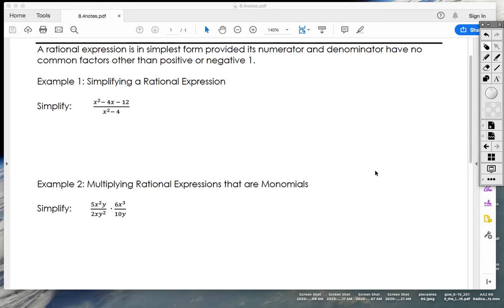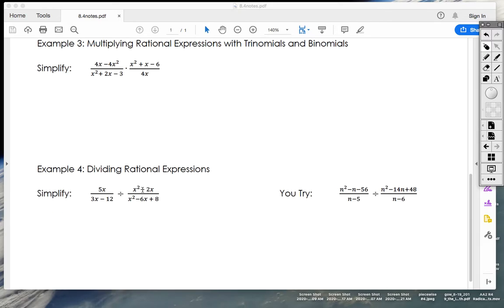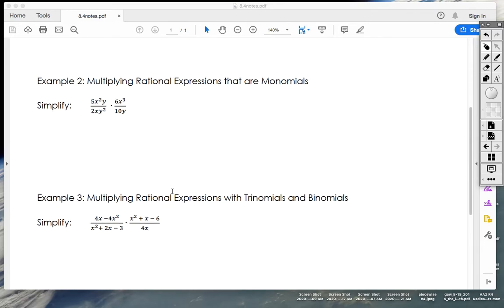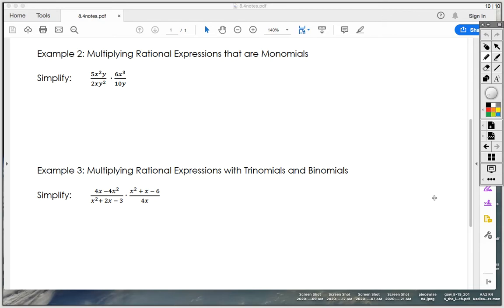Okay, let's move on to multiplying. First it's going to be with monomials, then trinomials and binomials, then we're going to divide. So multiplying. Again, I like to break them out into its factors. So the first one is 5, x, x, and y. 2, x, y, and y.